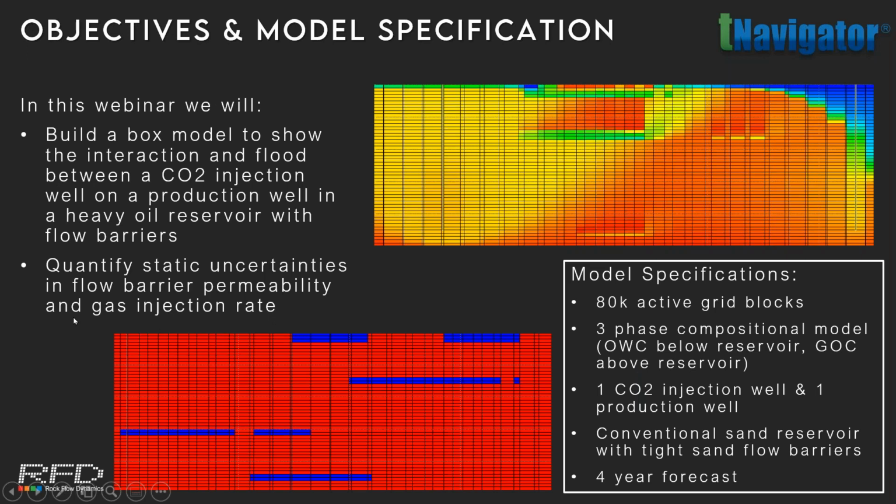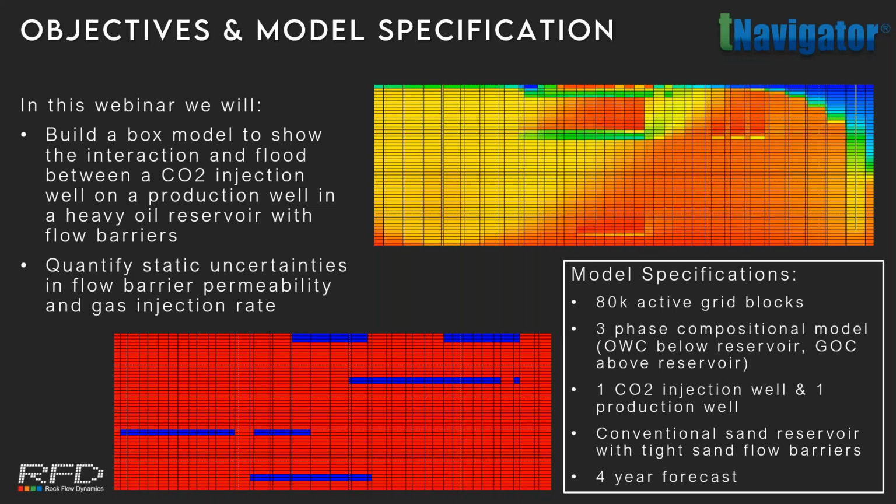So what we're going to do in this demonstration is we will actually build a box model just to show the interaction, and it's a CO2 flood, a gas injection flood from an injector, and see how it affects the producer as well. It's a heavy oil reservoir with some flow barriers that we will insert in our cells. And after that, we'll go forward into the uncertainty world.